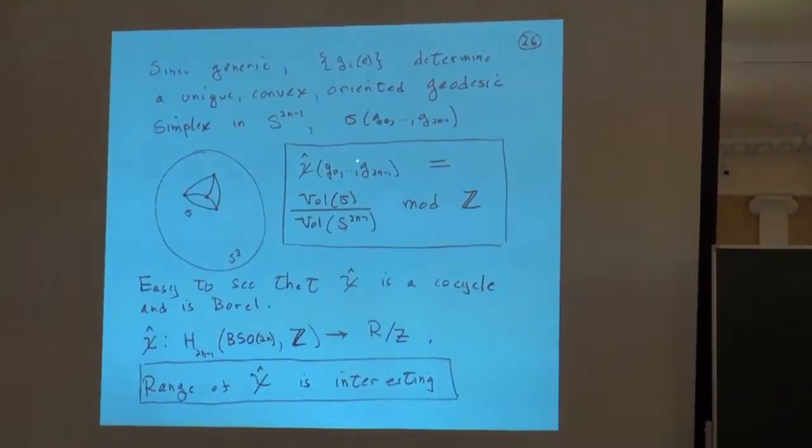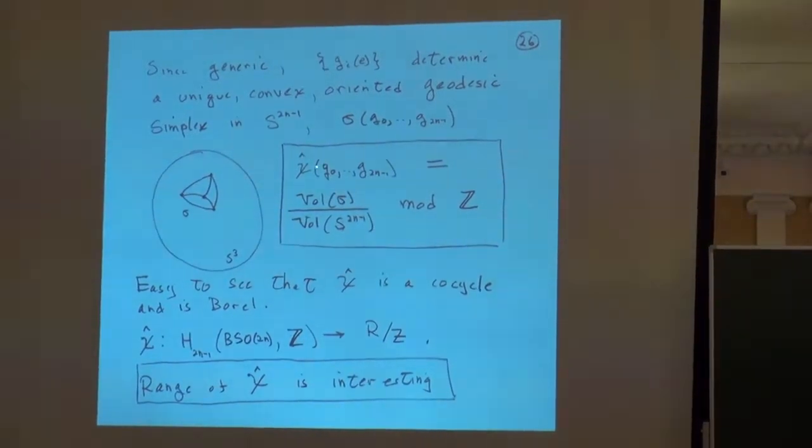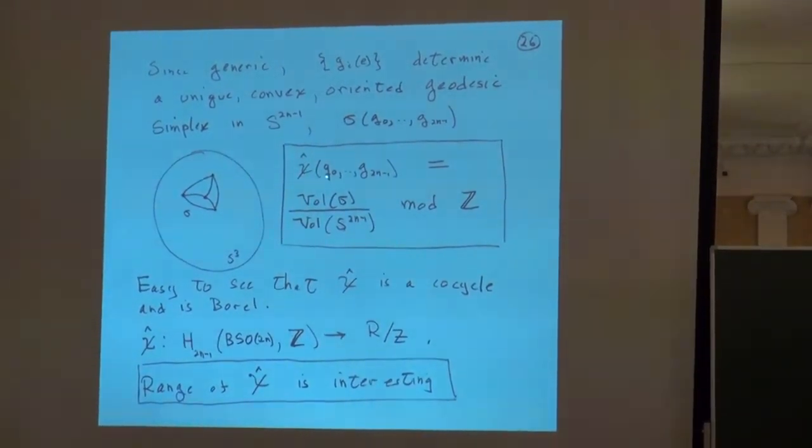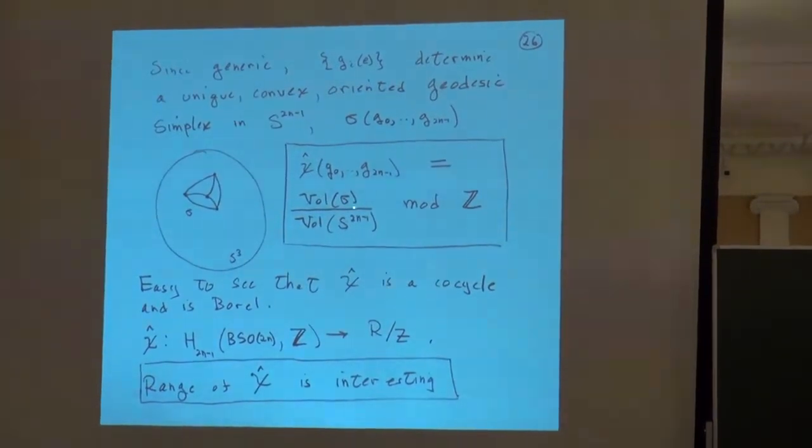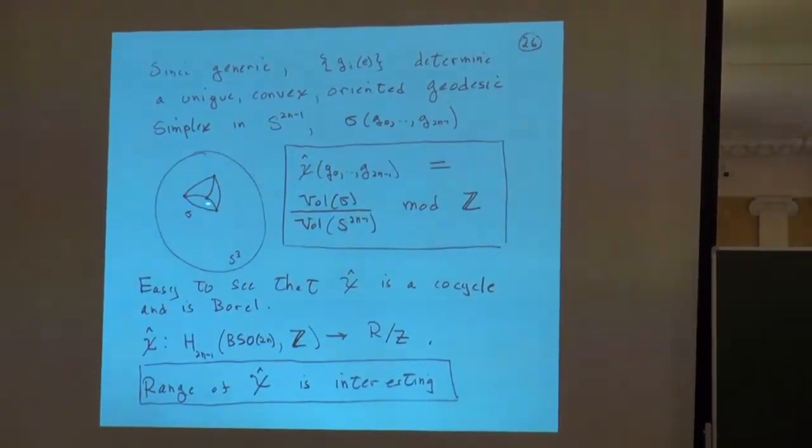And now I claim that the value of k hat on any simplex is the volume of this geometric simplex divided by the volume of the sphere, modulo Z. So it's what fraction of the sphere's volume is represented by that. Now it's quite easy to see that this is a cocycle, and it's a Borel cocycle. It's defined in all these things.